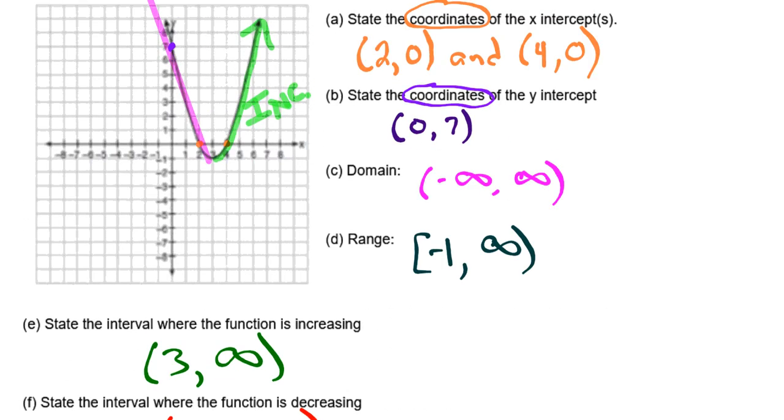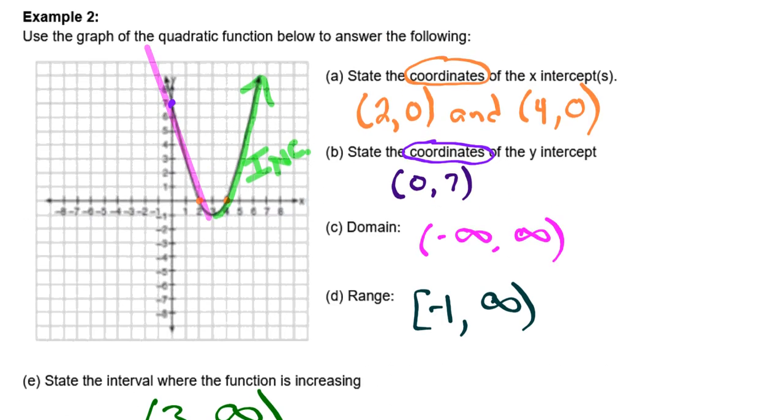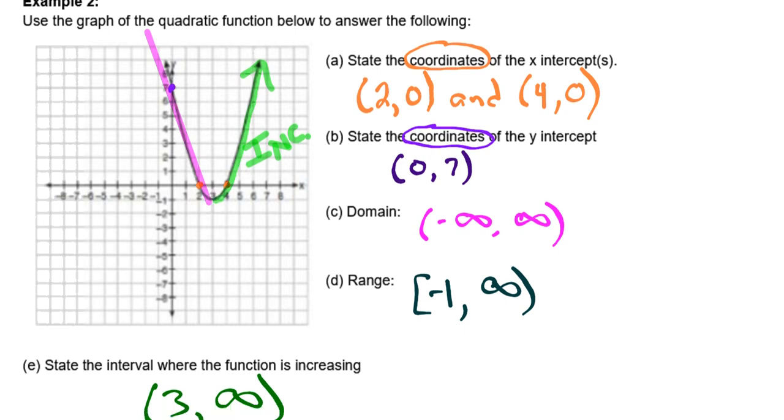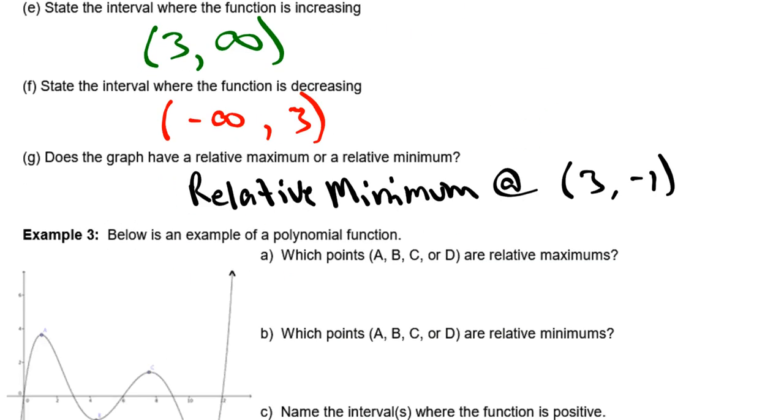Now, does this graph have a relative max or a relative min? Well, it's a U-shape. So that is a minimum point, or the lowest point on the graph. So this graph has a relative minimum at the point (3, negative 1).